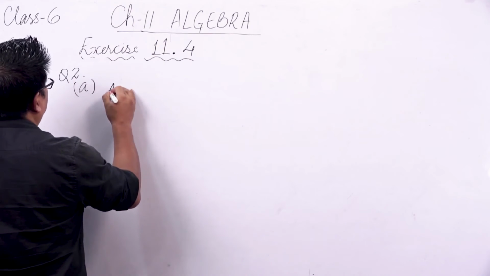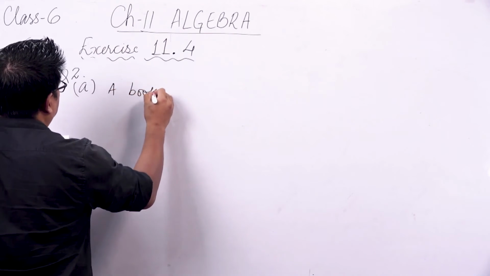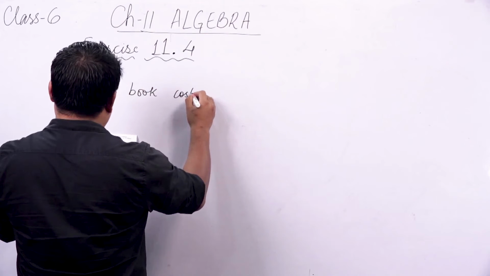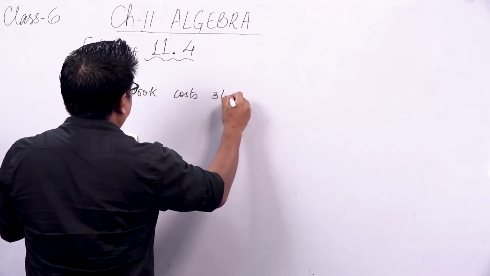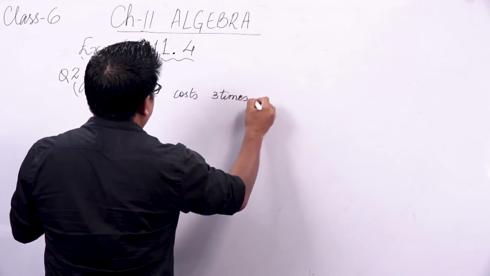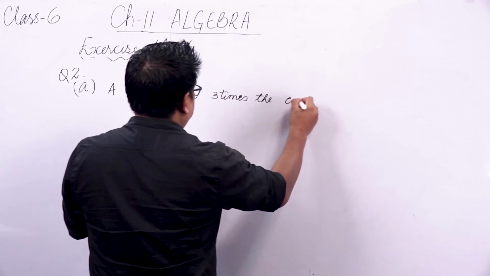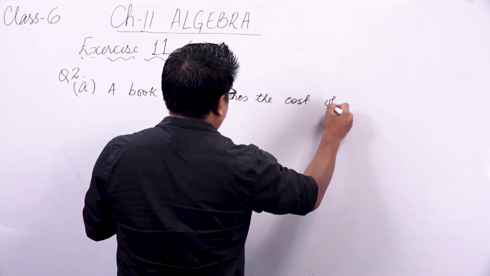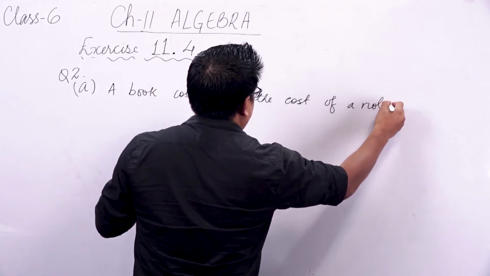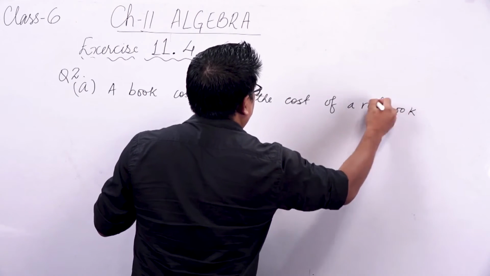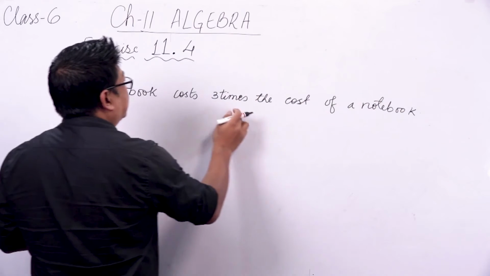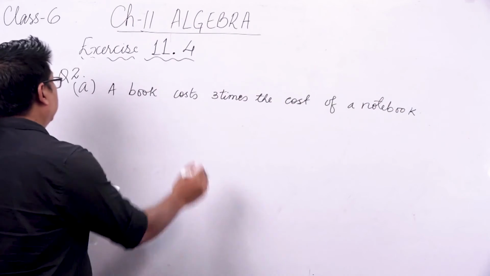So we will write: a book costs 3 times the cost of a notebook. Okay, that means a book costs 3 times the cost of a notebook.